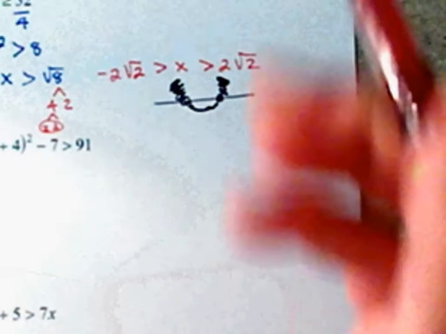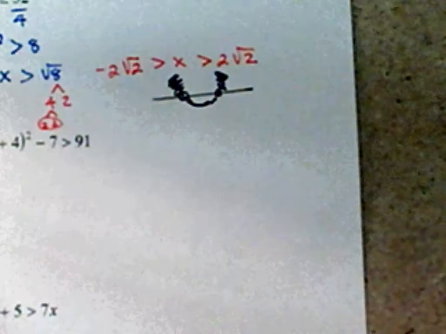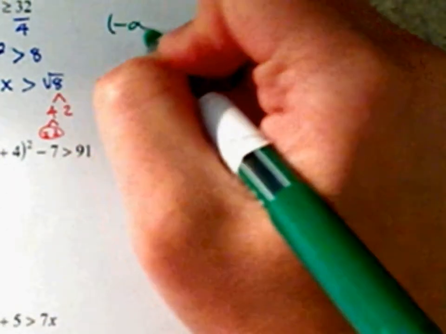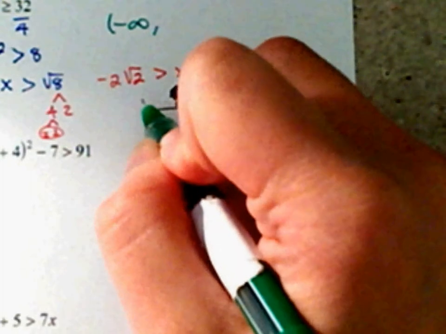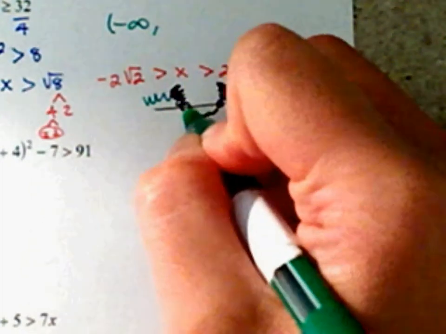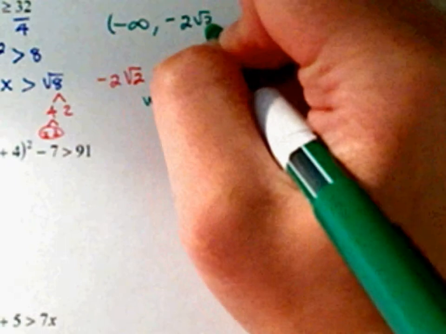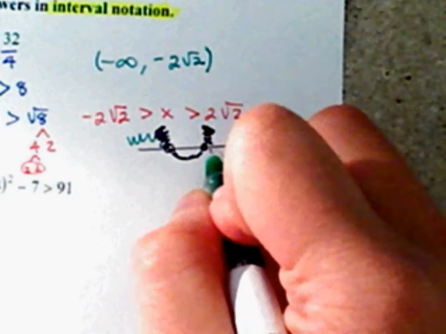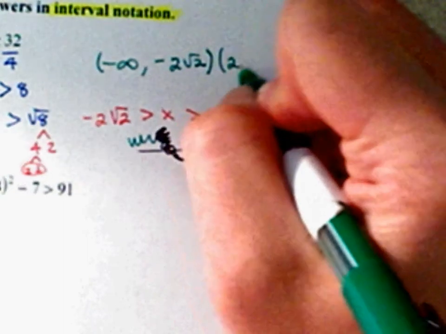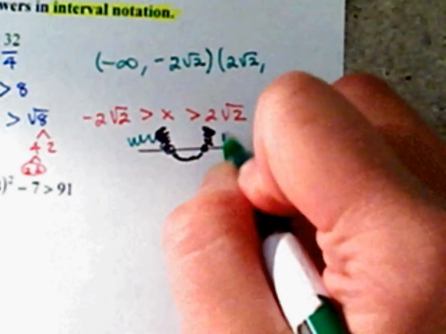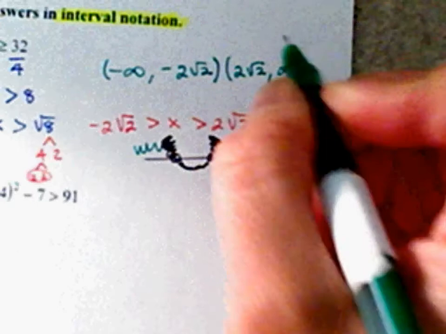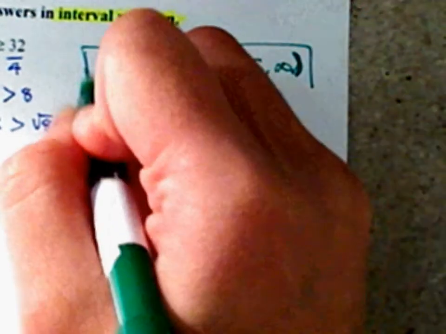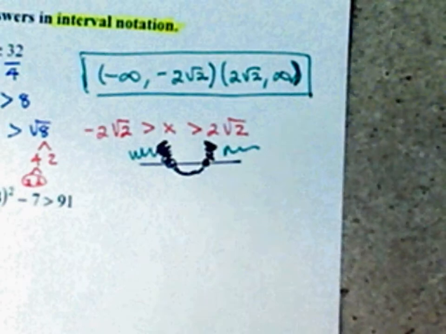So the answer goes from, let me pick a right pen, here's your solution. So we'll be starting at negative infinity, see how it's starting over here, heading toward negative 2 square root of 2 parentheses, okay, and there's a gap. And then it starts up again at 2 square root of 2, heading toward positive infinity. And there's number 20. And that's how you write your solutions.